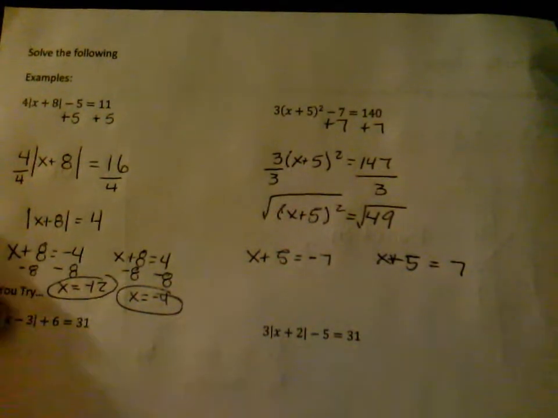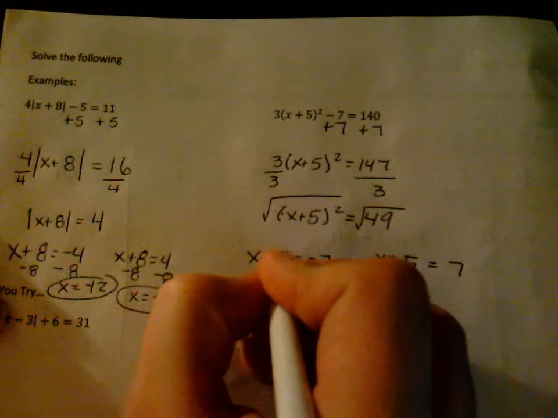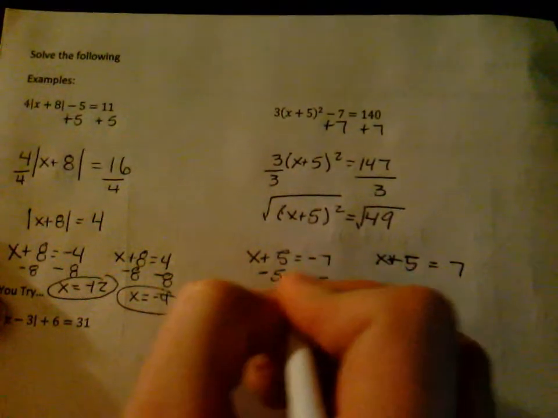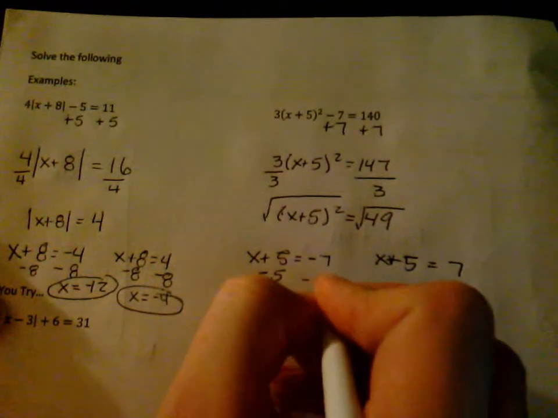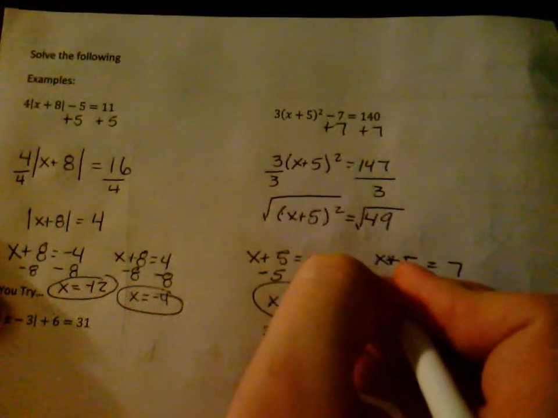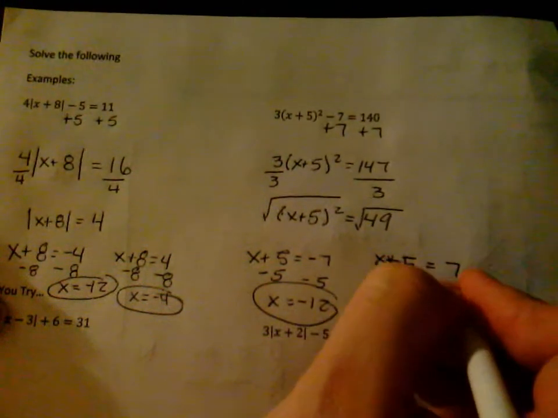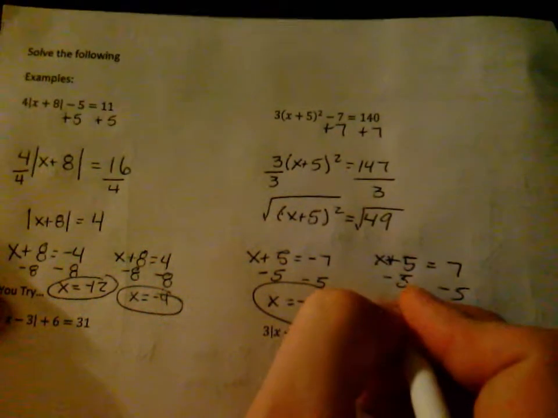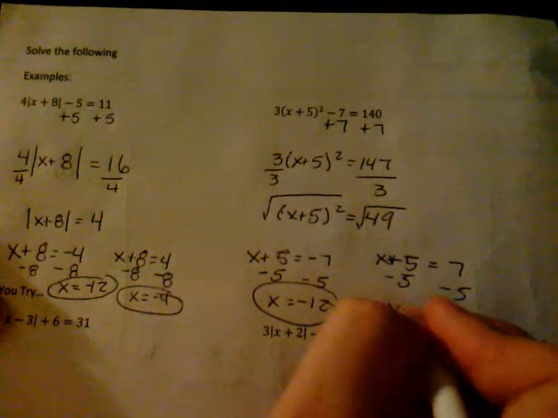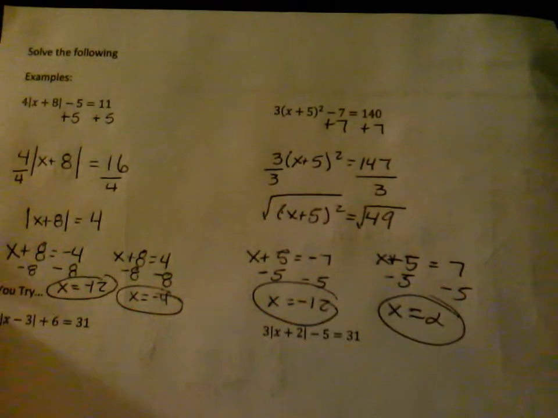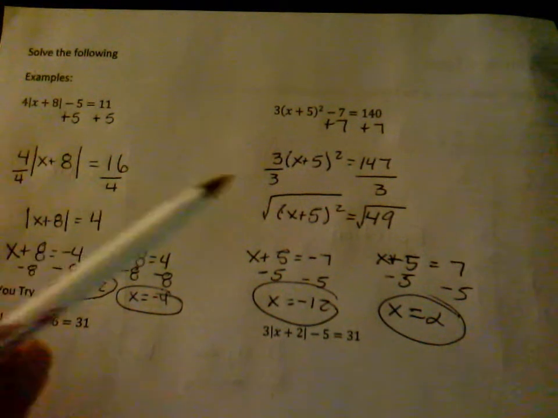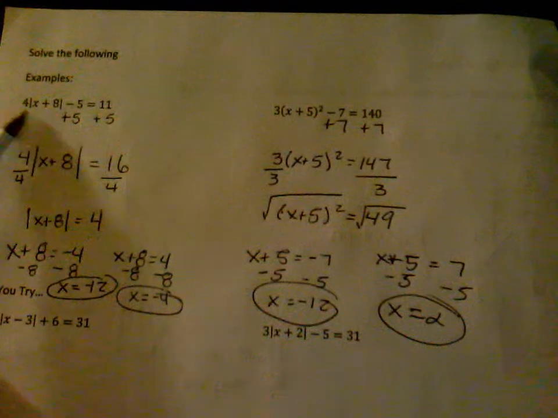Once we've done that, we just solve. So we subtract 5, x equals negative 12. Subtract 5 again, and x gives us 2. And that's how you do square terms and absolute value, how to solve them.